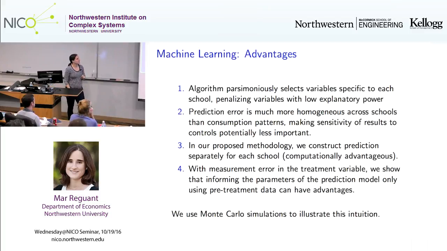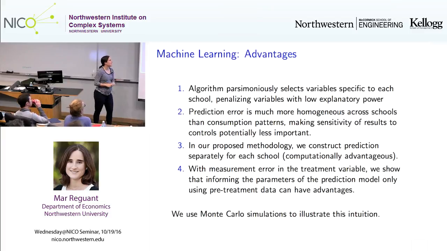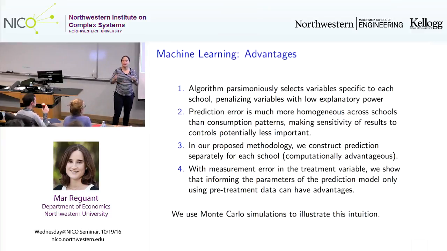So, some of the advantages, and I will go a bit fast on this, but basically the advantages, I already mentioned them as I was explaining it. It helps us parsimoniously select the variables. The prediction error will be much more homogeneous than the consumption at the school. So the consumption at the school can be very different. Some schools are large, some schools are small. Even if you take the log of that consumption, you can think it will be quite different. But if we think about the prediction error, it will be much more stable.